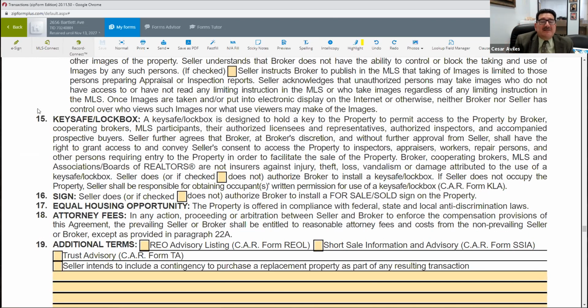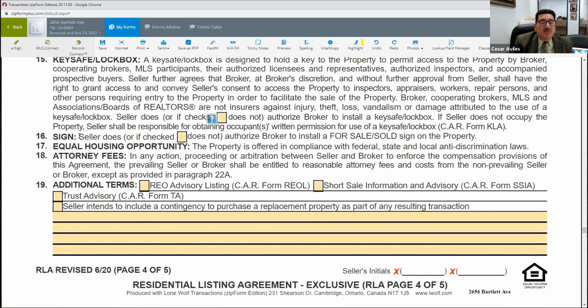In the event the seller says, no, I like to be here for the appointment, then you click the box that says, do not authorize the broker to put a lockbox. The sign, the same thing. We put a professional sign, but in the event that the seller says, I want to sell it in secrecy, does not authorize the broker to put a for sale sign.